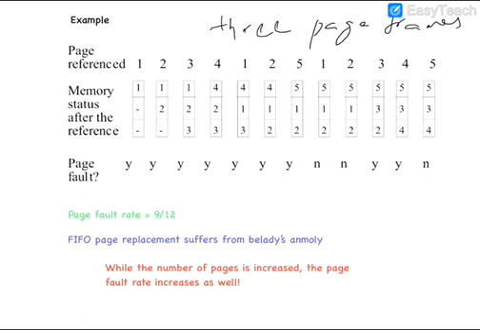Now whenever we are talking about FIFO page replacement, it suffers from a problem called Belady's anomaly. So what is Belady's anomaly? Belady's anomaly states that if we increase the number of page frames, the page fault rate also increases. We may assume that if we increase the number of frames, the page faults will decrease, but Belady's anomaly states that the page fault rate can increase. Let us see with an example how this happens.